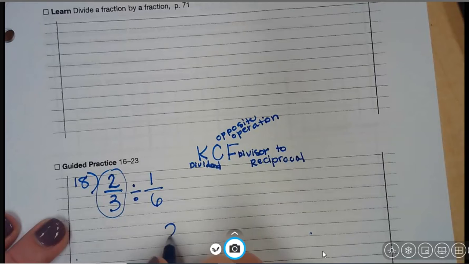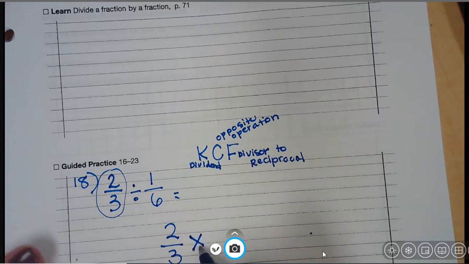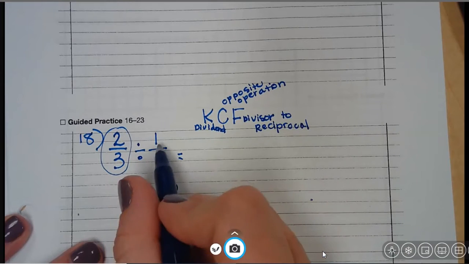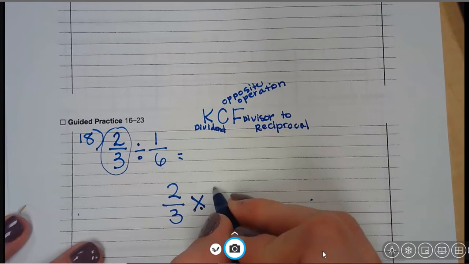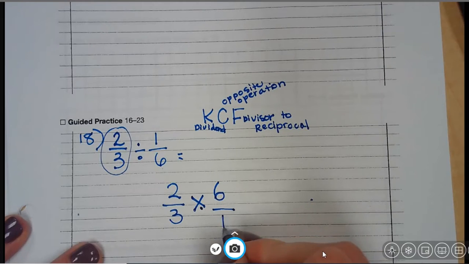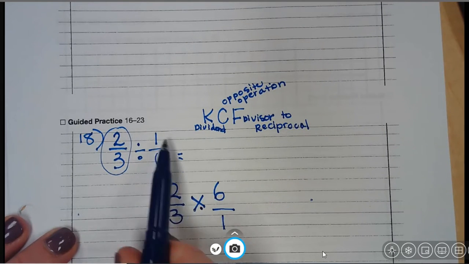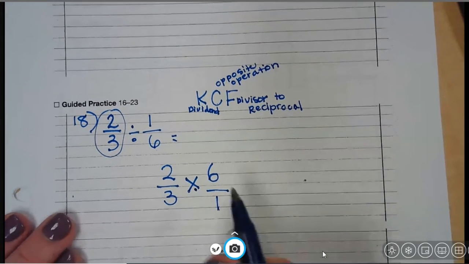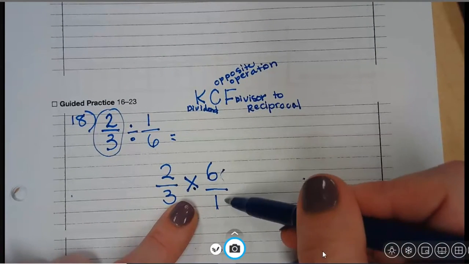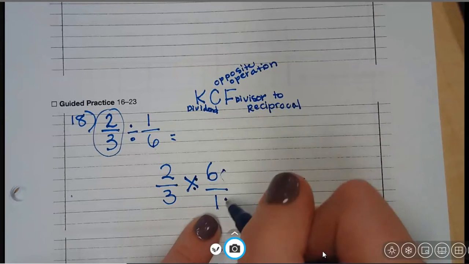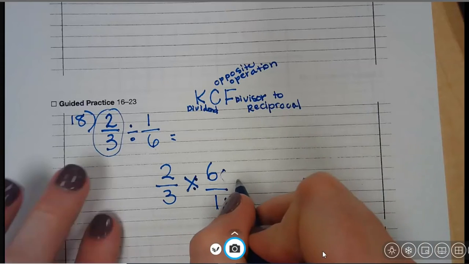So this would look like 2/3 times, because I changed that to the opposite operation. The opposite of division is multiplication. And then the reciprocal of 1/6 is 6/1. So I essentially take the denominator and make it the numerator, and I take the numerator and make it the denominator. And I can do that because I made this the opposite operation.